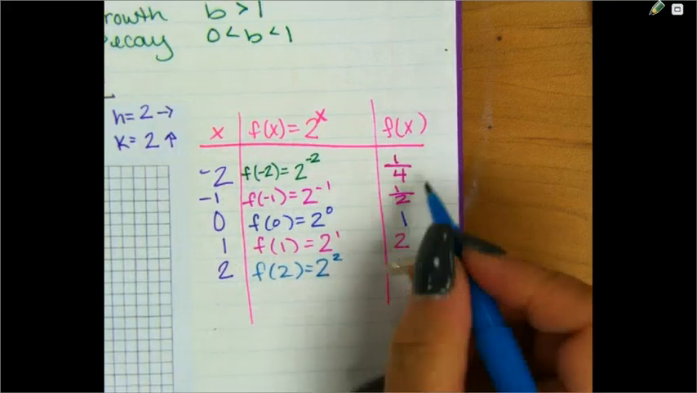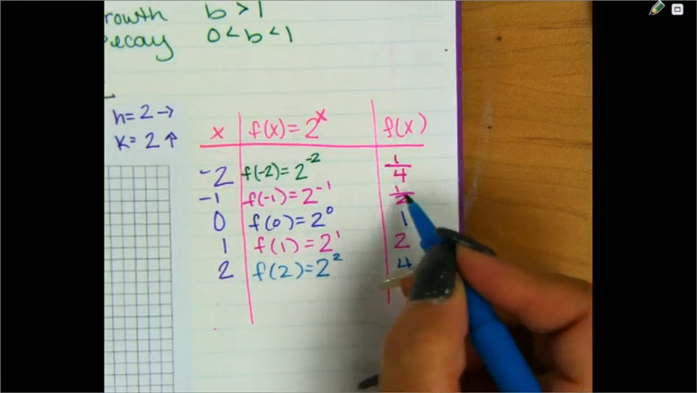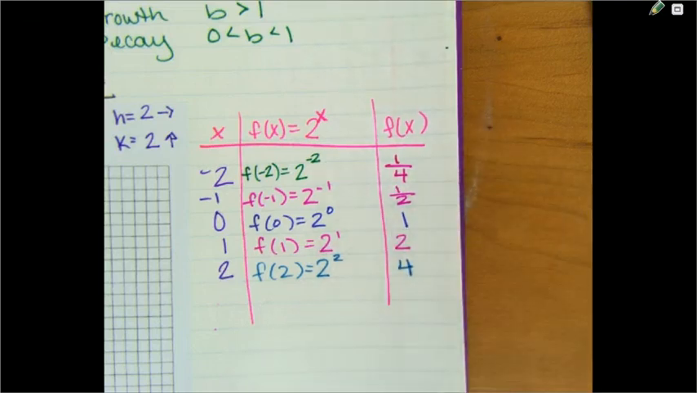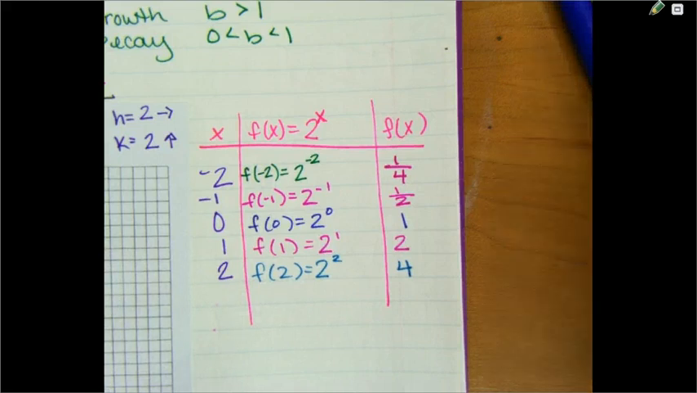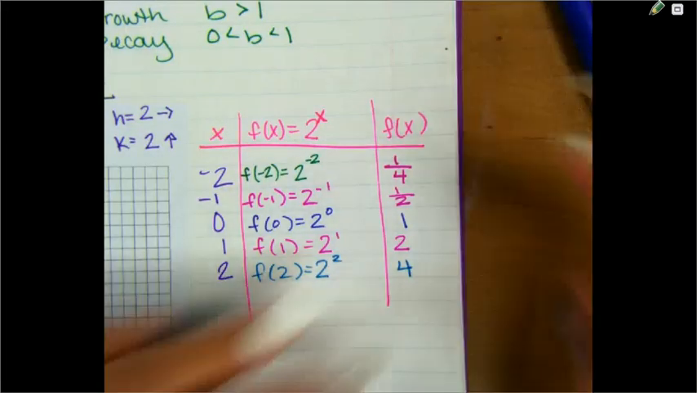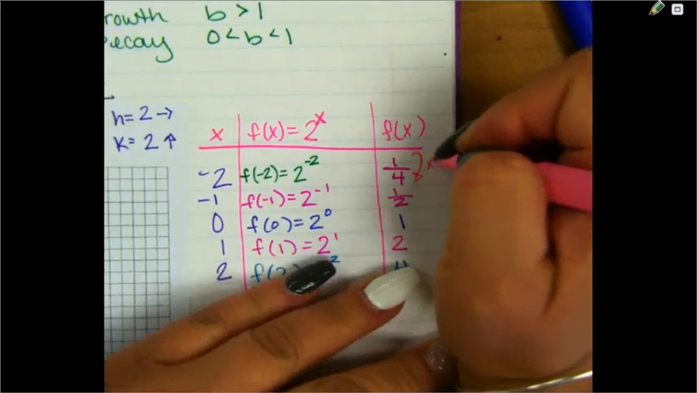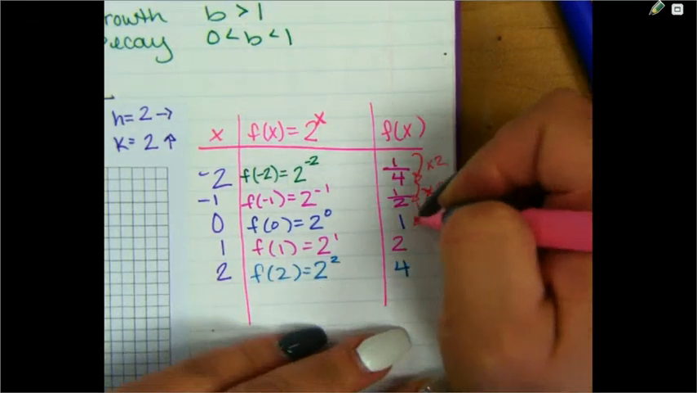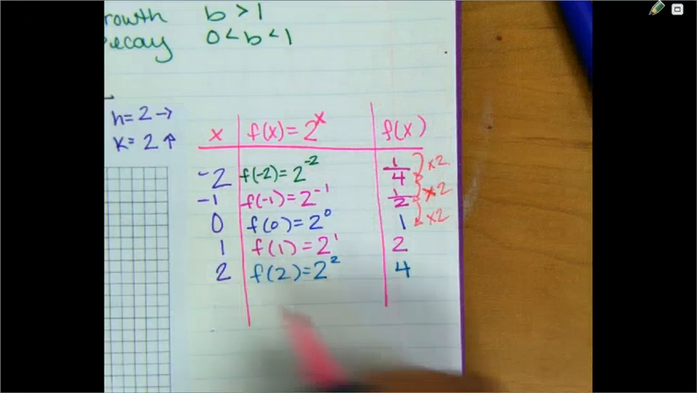What is the pattern from 1/4 to 1/2? From 1/2 to 1. Multiplying by what? By 2. Not dividing. Oops, times 2. Do you understand the pattern?